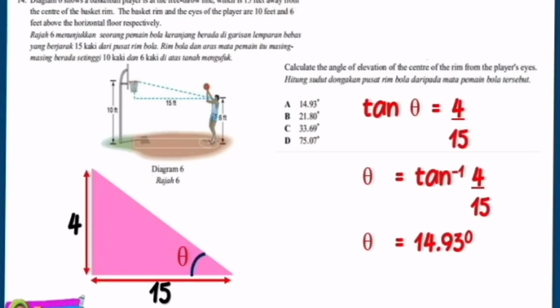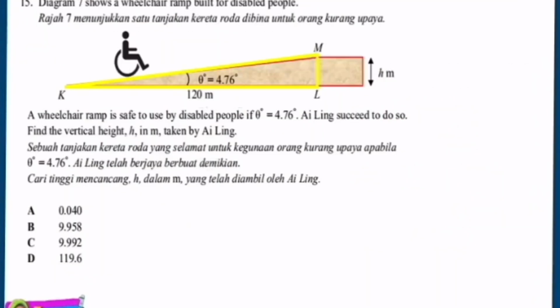Find the height. The height is actually 10 minus 6, right? Which is 4. And then the horizontal line is given. It was given 15. So the angle you can label as theta. So tangent theta is 4 over 15. So then you can find the theta, which is shift tangent 4 over 15. So the answer is A. Okay, settle. This is quite easy. Angle of elevation. Alright, so we'll proceed to the next question. So the angle of elevation is 14.93 degree, right?